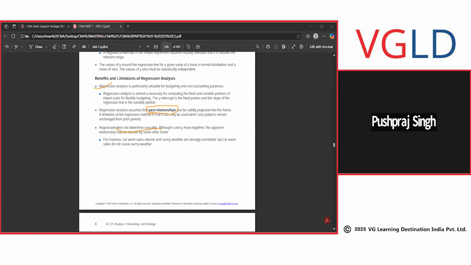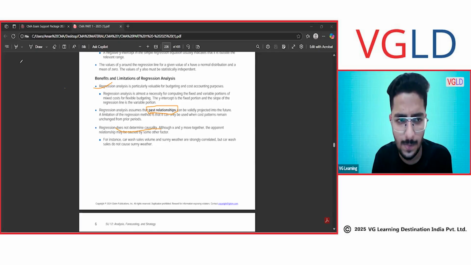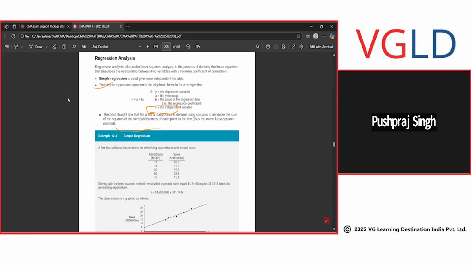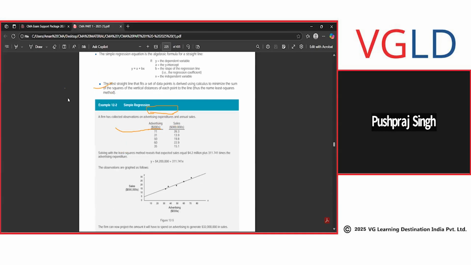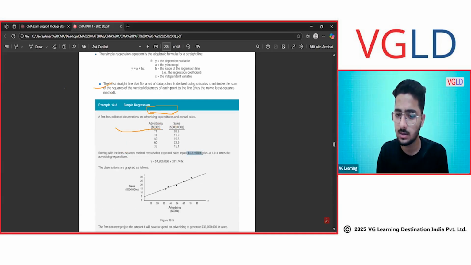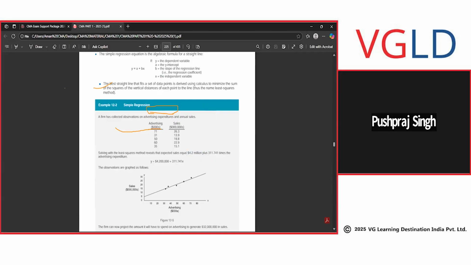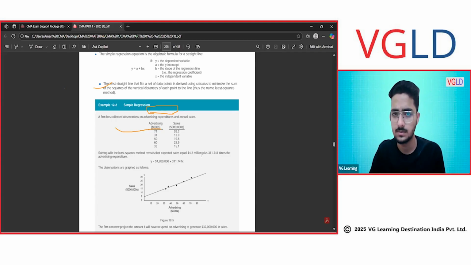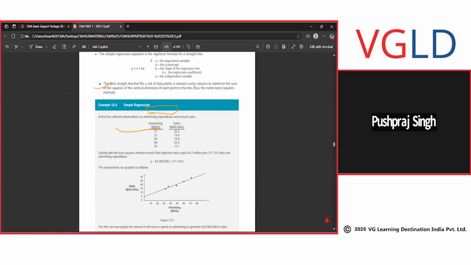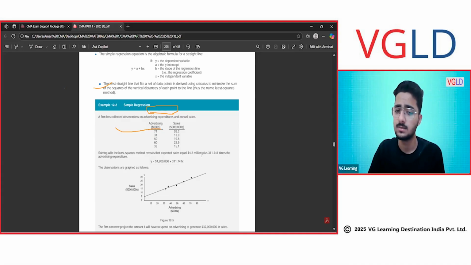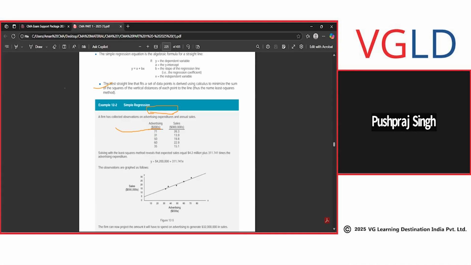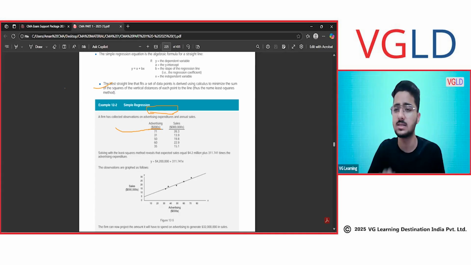Okay, can you please scroll down to the first question? Yeah, this one. If you see here, it is mentioned: solving with the least square method reveals the expected sales volume. Least square is a regression analysis only. The least square method is the other name of regression analysis.